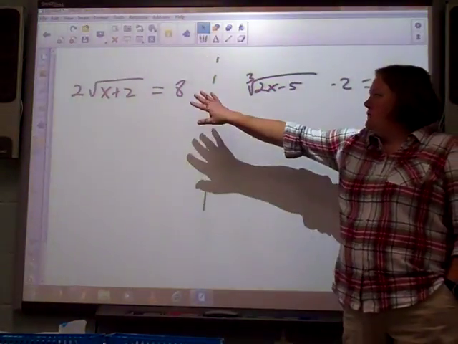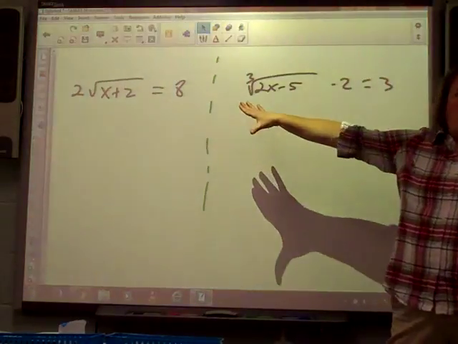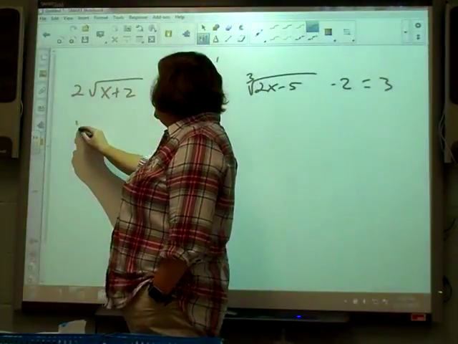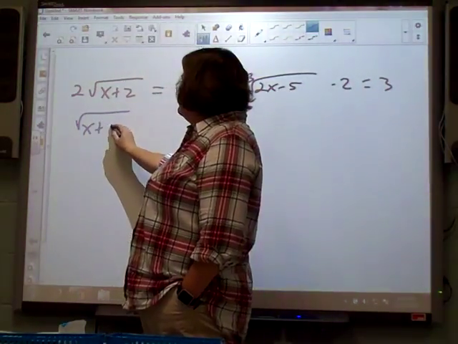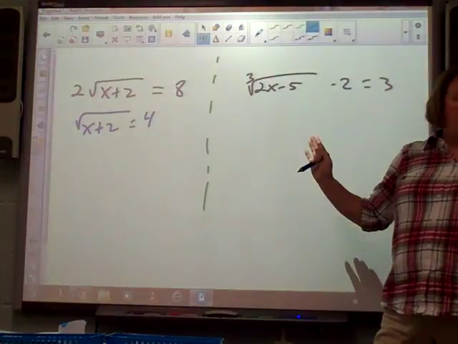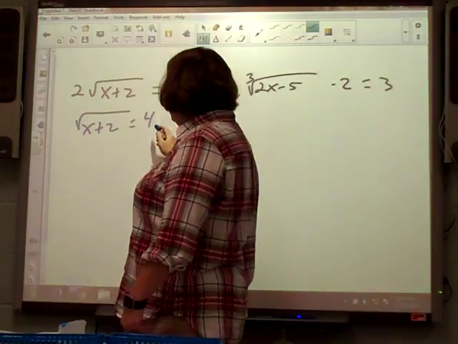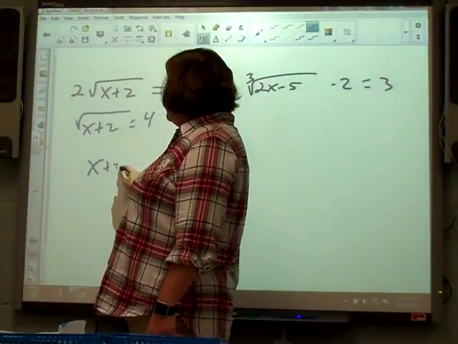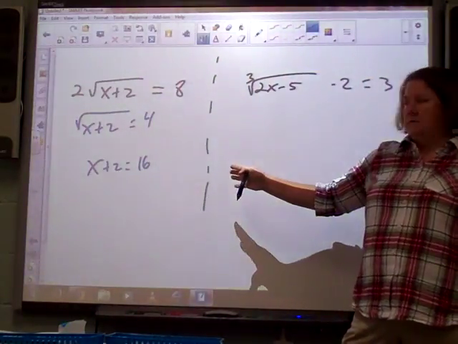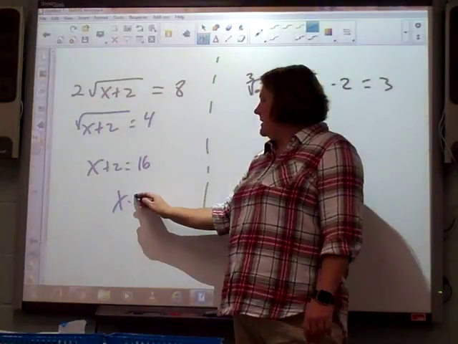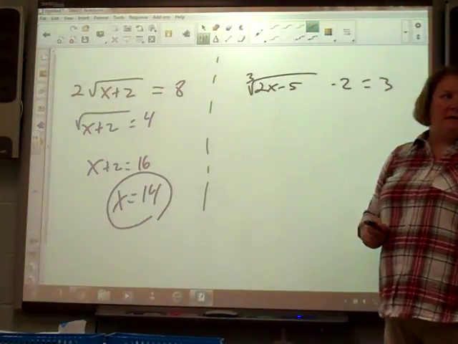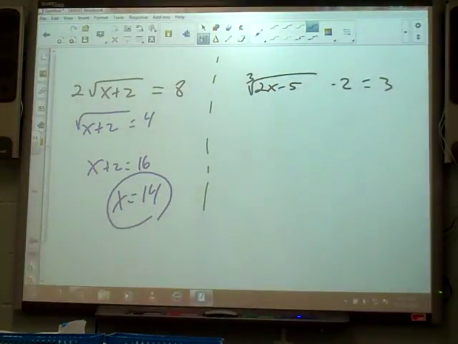Alright, what did you do first on number 1? Divide by 2, because we were being multiplied by 2. So it gave us the square root of x plus 2 is equal to 4. Then we undo the square root by squaring it, and that got us x plus 2 is 16. So last step, subtract your 2, so we got 14. Any of that you don't know why I did or where I got it?